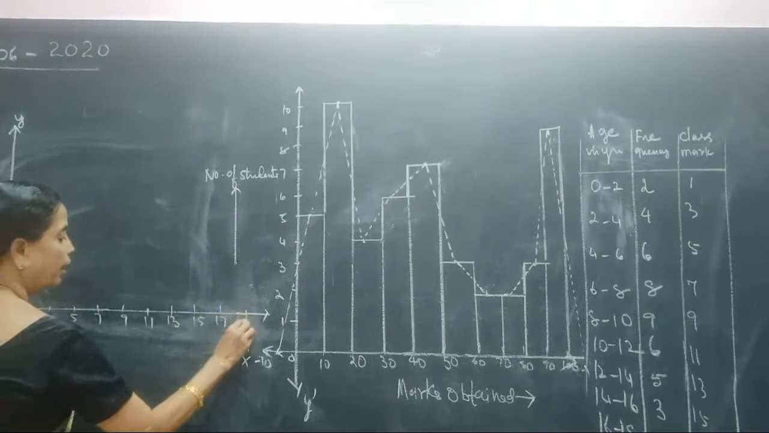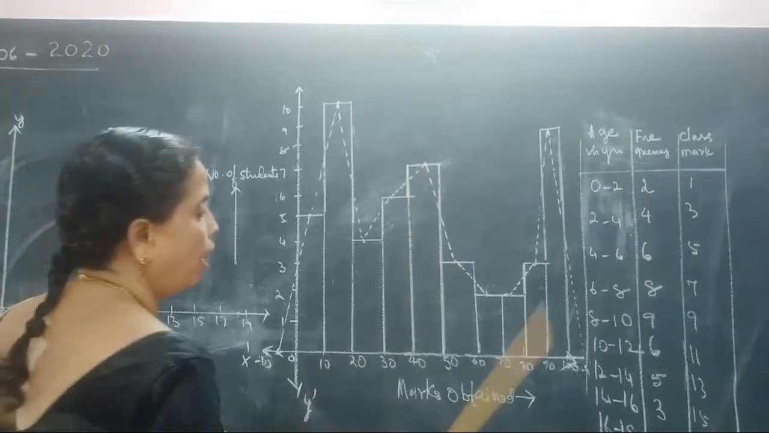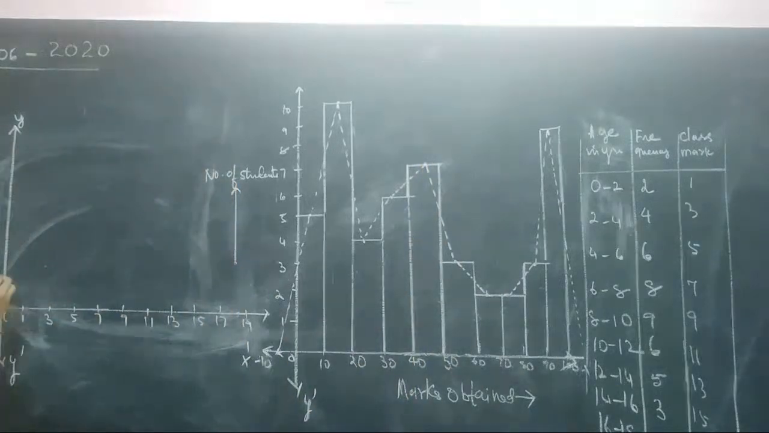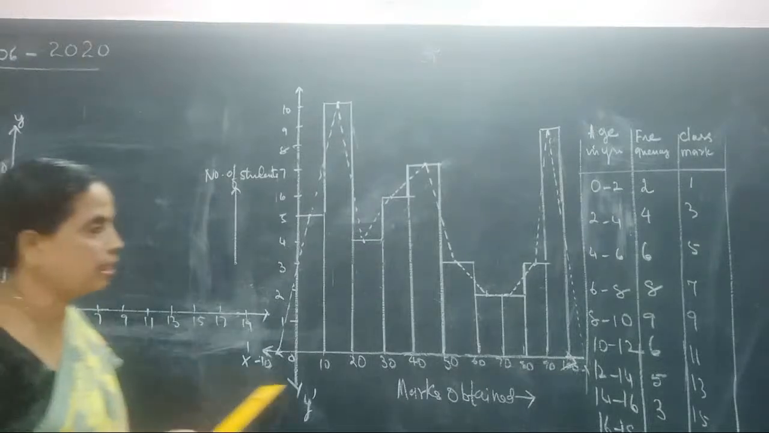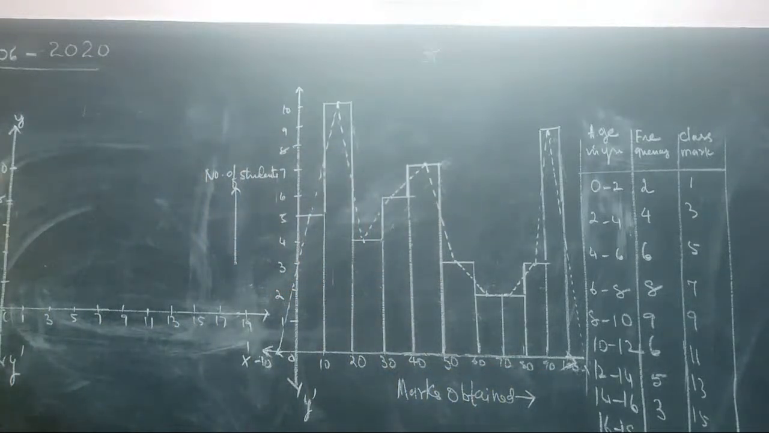And we require 19 also. Here it is -1 also. Along frequency you have a maximum of 9, so take it as 1, 2, 3, 4, or you take multiples: 2, 4, 6, 8, 10. So the x-axis represents age in years, and the y-axis represents frequency.